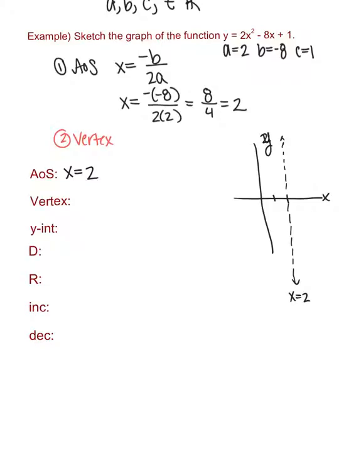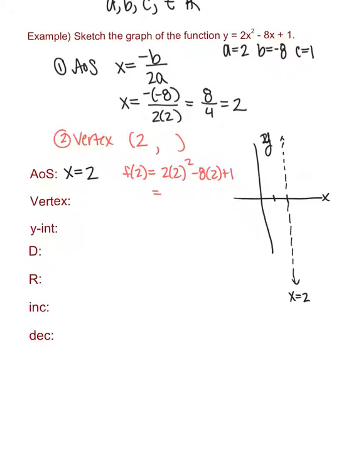Now I know the vertex is going to be an ordered pair, and I know it has to lie on the axis of symmetry since it's the turning point, so I know that the x-coordinate is going to be 2. So to find the y-coordinate that corresponds to that x value, I'm just going to plug it into my function. I'm going to evaluate it. So I'll say f of 2 equals 2 times 2 squared minus 8 times 2 plus 1.